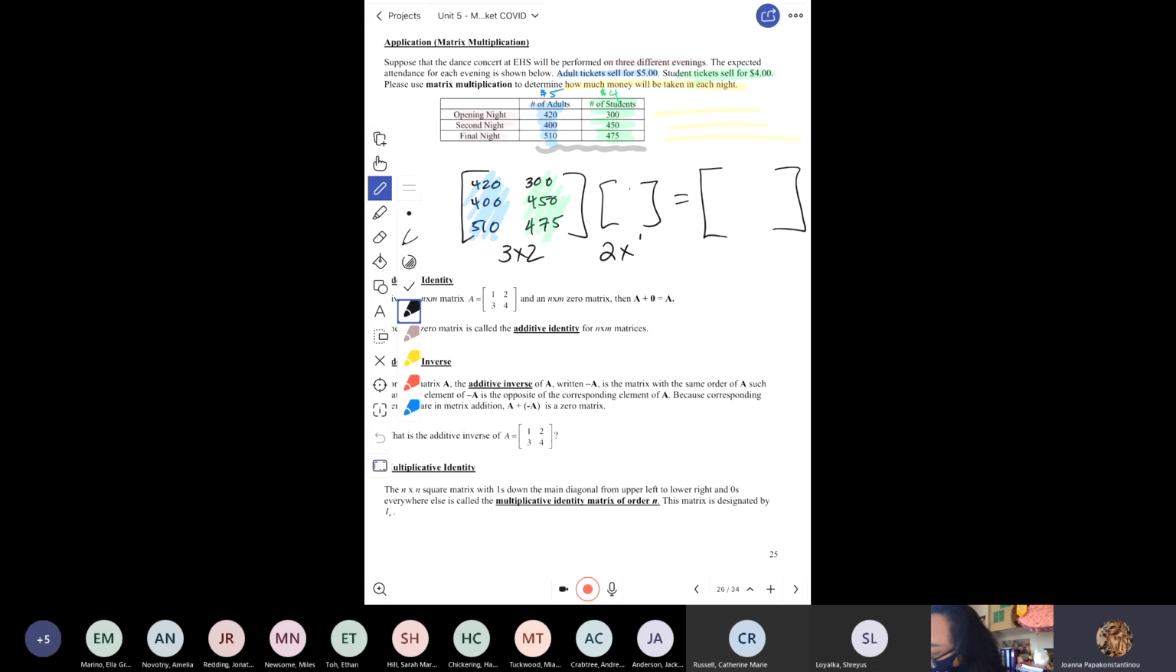It is going to be a 2 by 1, right? For us to even be able to perform this. And the resulting matrix is going to be a 3 by 1, which is going to have in every row the amount I would make for each night. Now, I know that this has to be multiplied by $5.